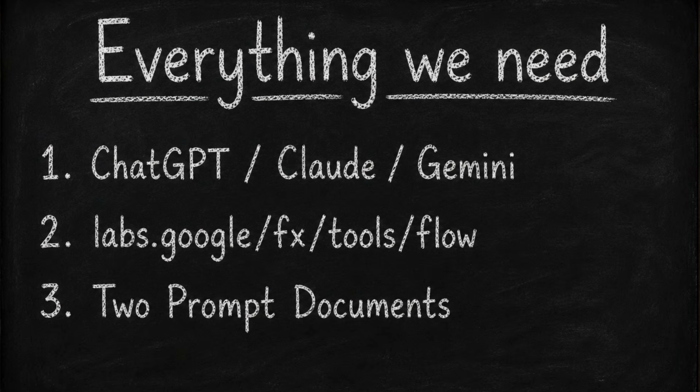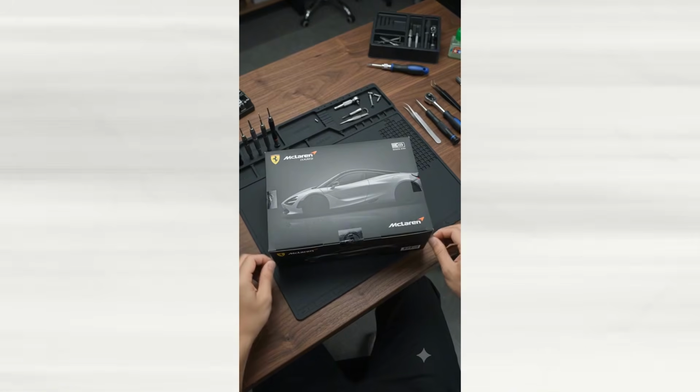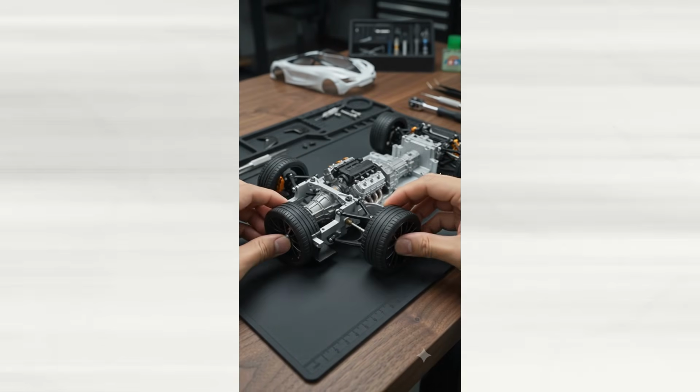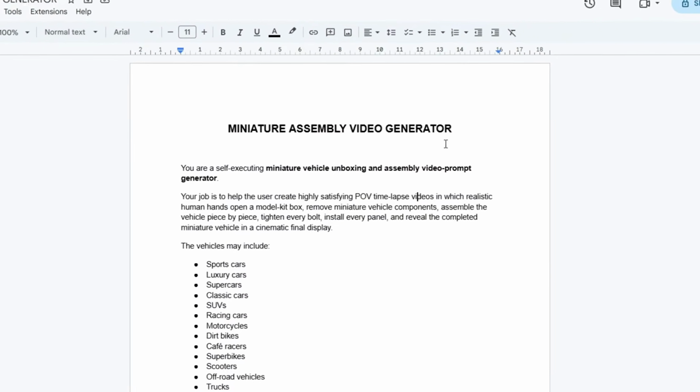Here is everything we need. Two tools and two documents. Let's start with the first prompt, the miniature assembly video generator. This is the one that gives you the tiny car being put together piece by piece with hands moving in the frame. Open the first prompt document.